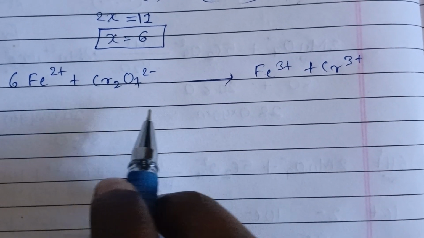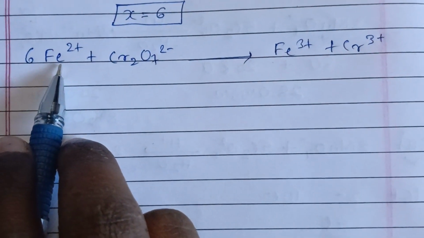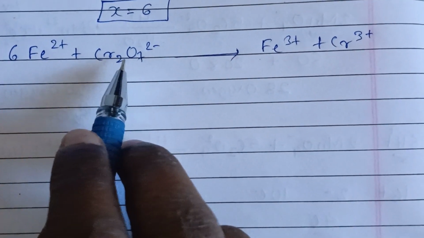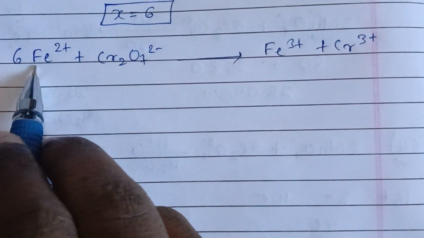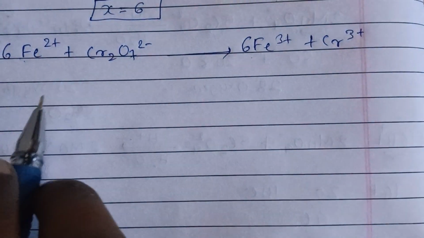Now, as the step goes forward, I said that you have to balance every other atom except the oxygen or hydrogen, if present. So if there is 6 Fe here, as you can see here there is only one, so I will write 6 also here.